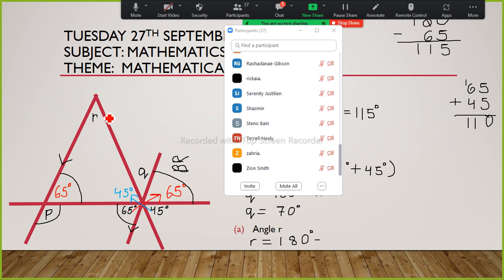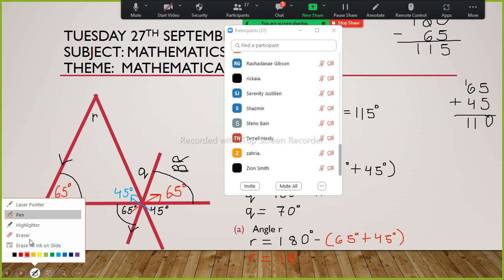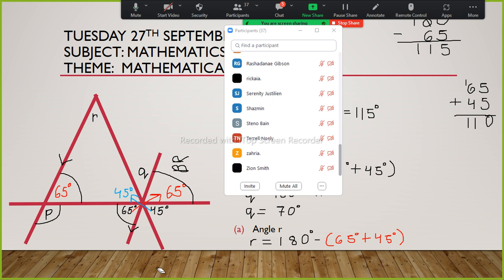So we have R is equal to 180 degrees minus what? We're going to say what? 65, open bracket 65 plus 45, close bracket. Very good. 65 degrees plus 45 degrees. You have to add the ones in brackets first. Yes, we have to add them first. So R equals 180 degrees minus what is 65 plus 45? What's that?